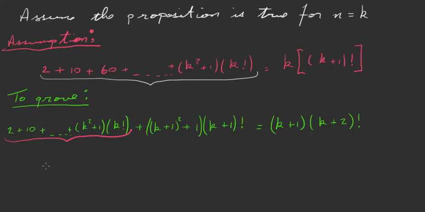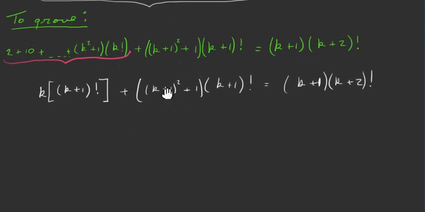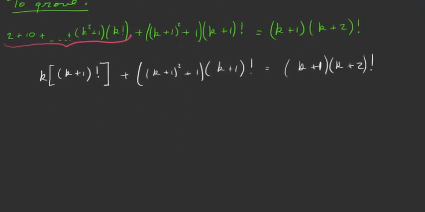So let's do that. We've got k times (k plus 1) factorial, that's this bit here, plus (k plus 1) squared plus 1 times (k plus 1) factorial. We want to show that that's equal to (k plus 1) times (k plus 2) factorial. Okay, so let's do that then. So we've got to turn this into this here if we can.